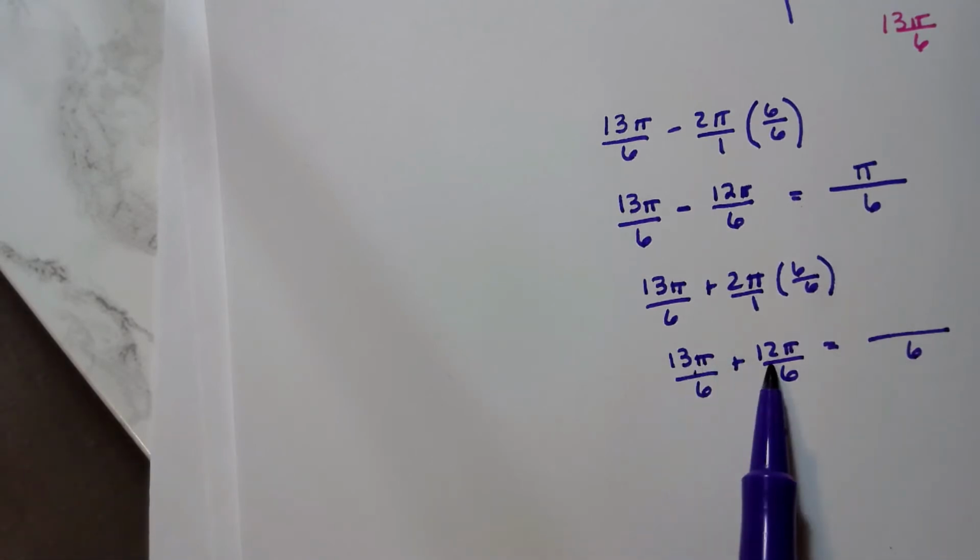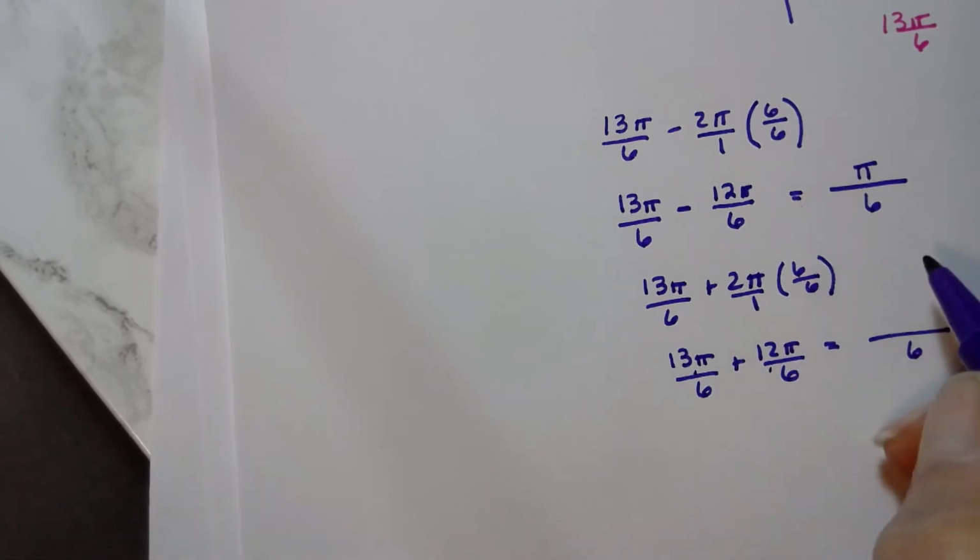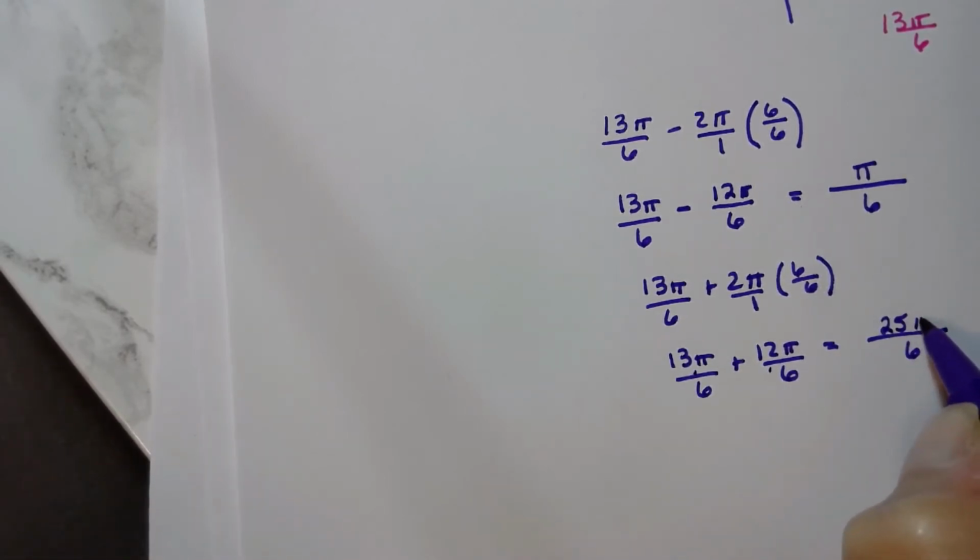And now my denominators are the same, so I write my new fraction with that common denominator. Now I'm adding the numerators, 13 and 12. Well, that's just 25 pi. 13 pi plus 12 pi is 25 pi.